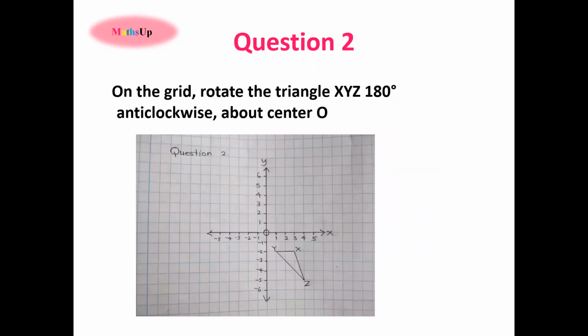On the grid, rotate the triangle XYZ 180 degrees anti-clockwise about center O. So the angle of rotation is 180 degrees. The direction is anti-clockwise. The center is O, or the origin. We'll see how we can do this.